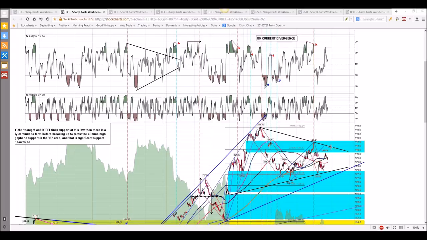I've got a triangle on ZB as well, and I'm just aware that the triangle resistance on ZB is considerably lower than the equivalent on TLT. Yep. So I've got that about 174 on ZB. I think I'm mainly watching the TLT triangle, so I'm thinking it'll probably go a bit higher. Maybe that's 174.20 or something.